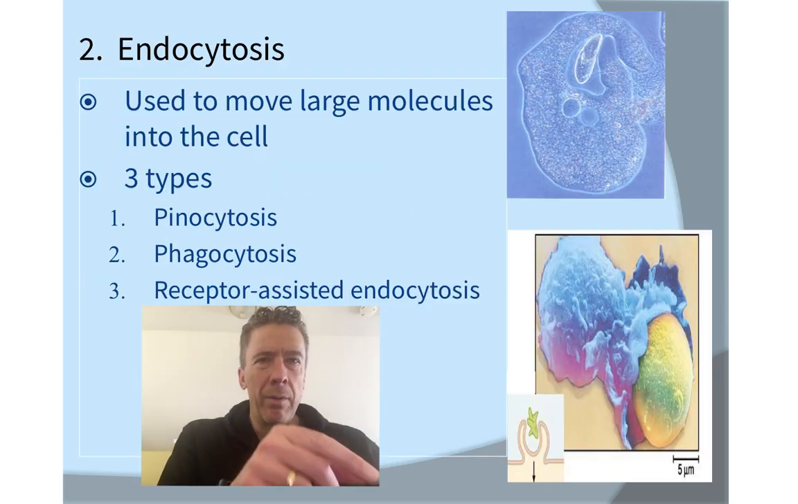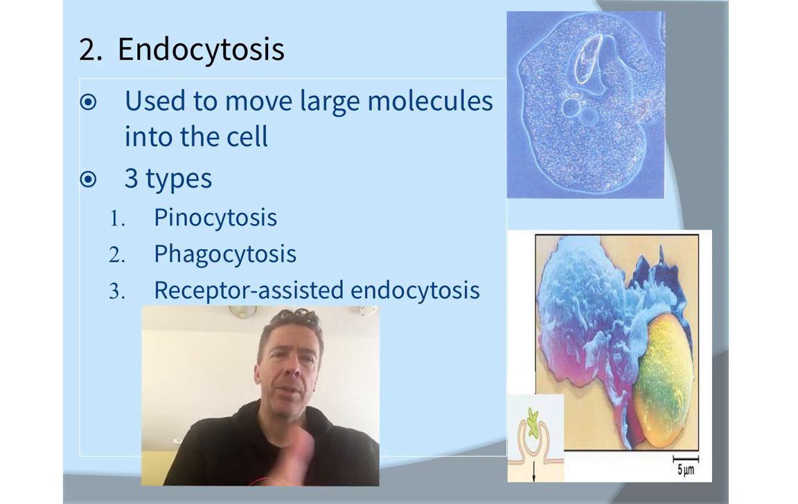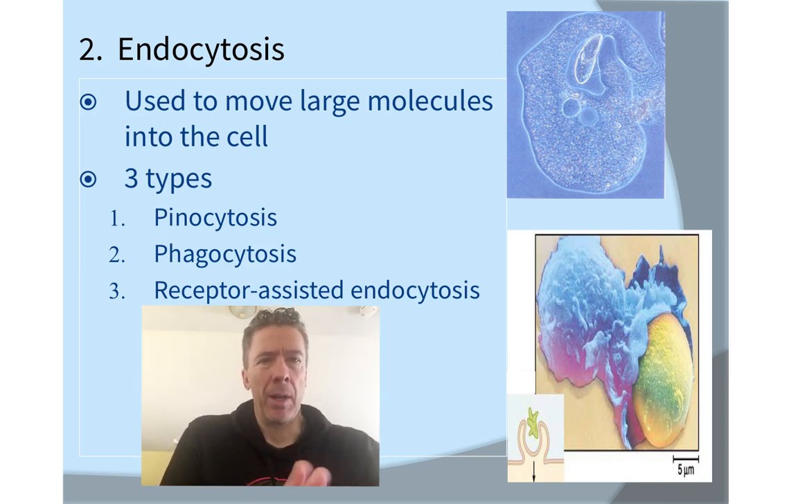I moved to the bottom of the screen for this one, but for the second type of active transport, we have what's called endocytosis. Endocytosis is used to move large, bulky materials into the cell, or any kind of larger material. And again, there's three types. I didn't make up the word, so don't get mad at me, don't get mad at Mr. Allen, but there's three types of endocytosis. There's pinocytosis, phagocytosis, and receptor-assisted endocytosis. So make sure you can distinguish between those.